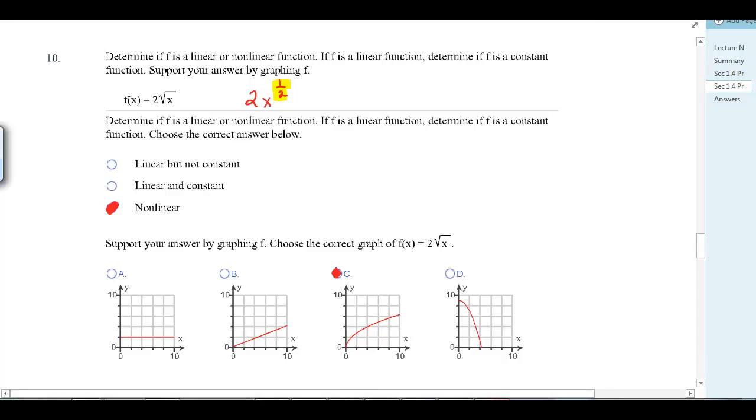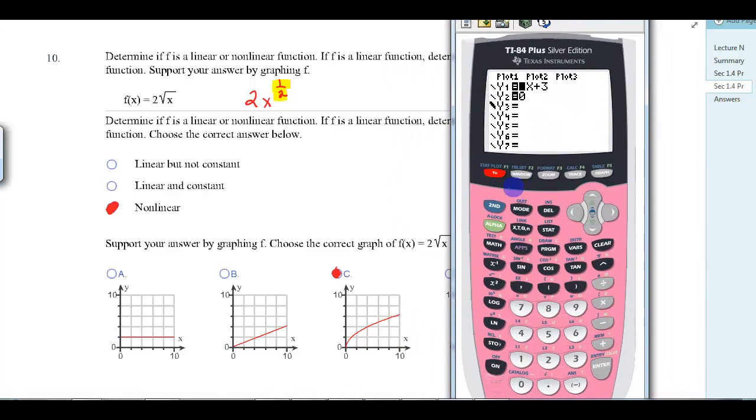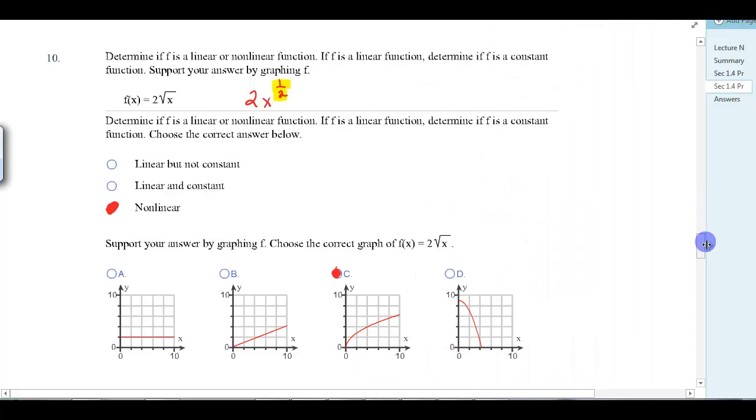You could do that on your calculator. We should get really used to doing that if you're not sure about something. I'm going to clear that one, and I'm going to put 2 second square root x, and then I'm going to do a zoom 6, which gives me the standard window. And you can tell, you don't have a standard window here, but you can tell this is the graph. So again, you could throw that in the calculator and make sure.